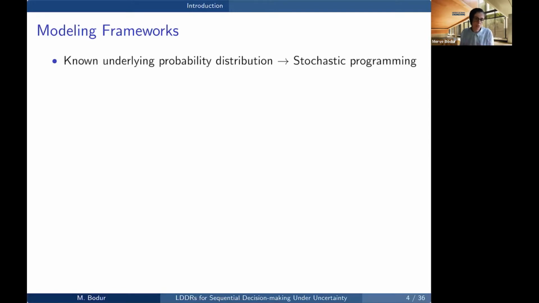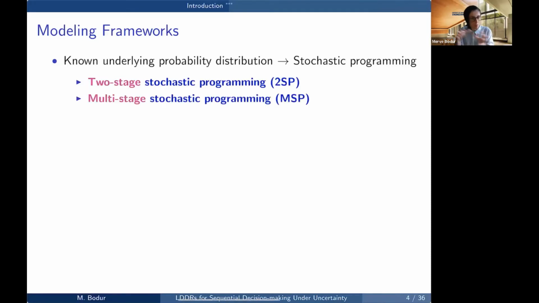So the main assumption of stochastic programming as a modeling framework is the fact that for our random variables, random quantities in the system, we have an idea about their underlying true probability distribution. This is the main assumption, in which case, depending upon how many decision stages you have in your model, we have these two important studied problem classes: two-stage stochastic programming, and if you have multiple decision stages, I will give you more details about their setup shortly. We will talk about multi-stage stochastic programming.